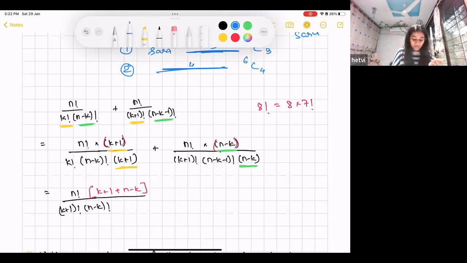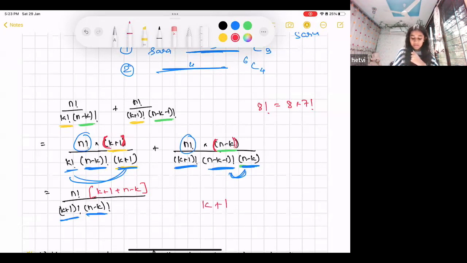Now the denominator is k into k factorial into k plus 1, which is k plus 1 factorial. We already have k plus 1 factorial here, and n minus k factorial we have here. Over here, this multiplied by this will give us n minus k. So finally, there's the LCM in the denominator, and in the numerator, n factorial you can take common, and remaining you have k plus 1 and n minus k. So k plus 1 plus n minus k, k cancels, you have n plus 1 left. So n factorial into n plus 1 is nothing but n plus 1 factorial.